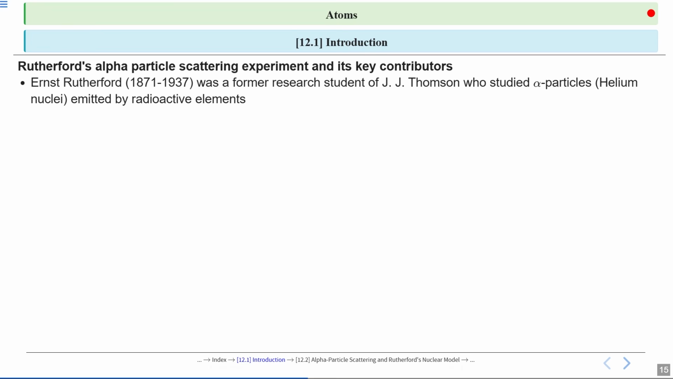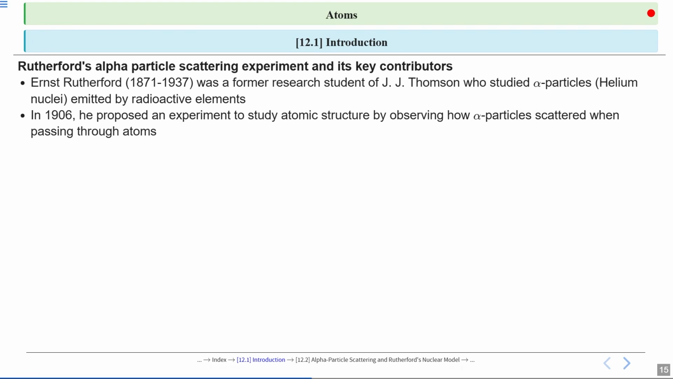Rutherford studied alpha particles, which are the nuclei of helium atoms, meaning they have two protons and two neutrons and carry a positive charge. Alpha particles are much heavier than electrons and can be detected as they pass through materials. In 1906, Rutherford came up with an experiment to learn about atomic structure.